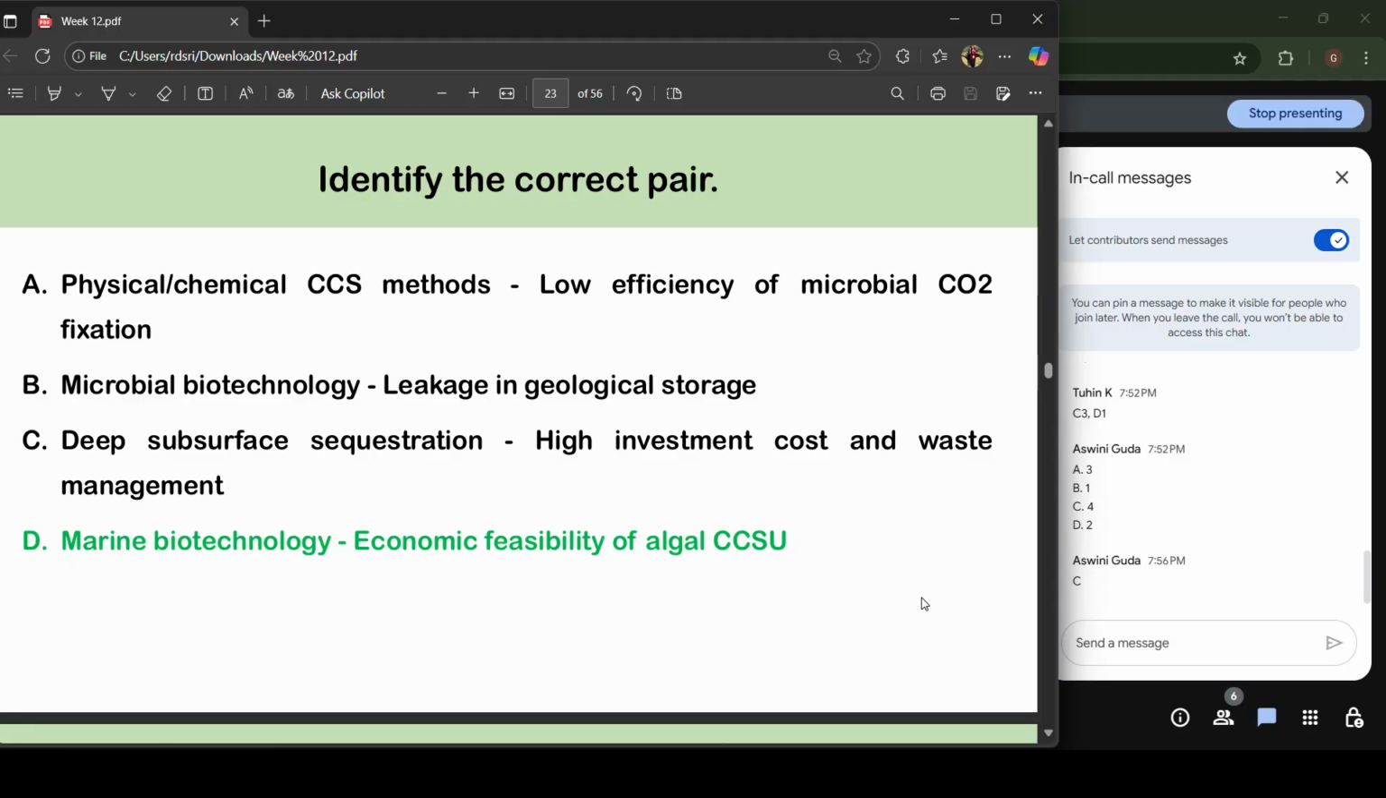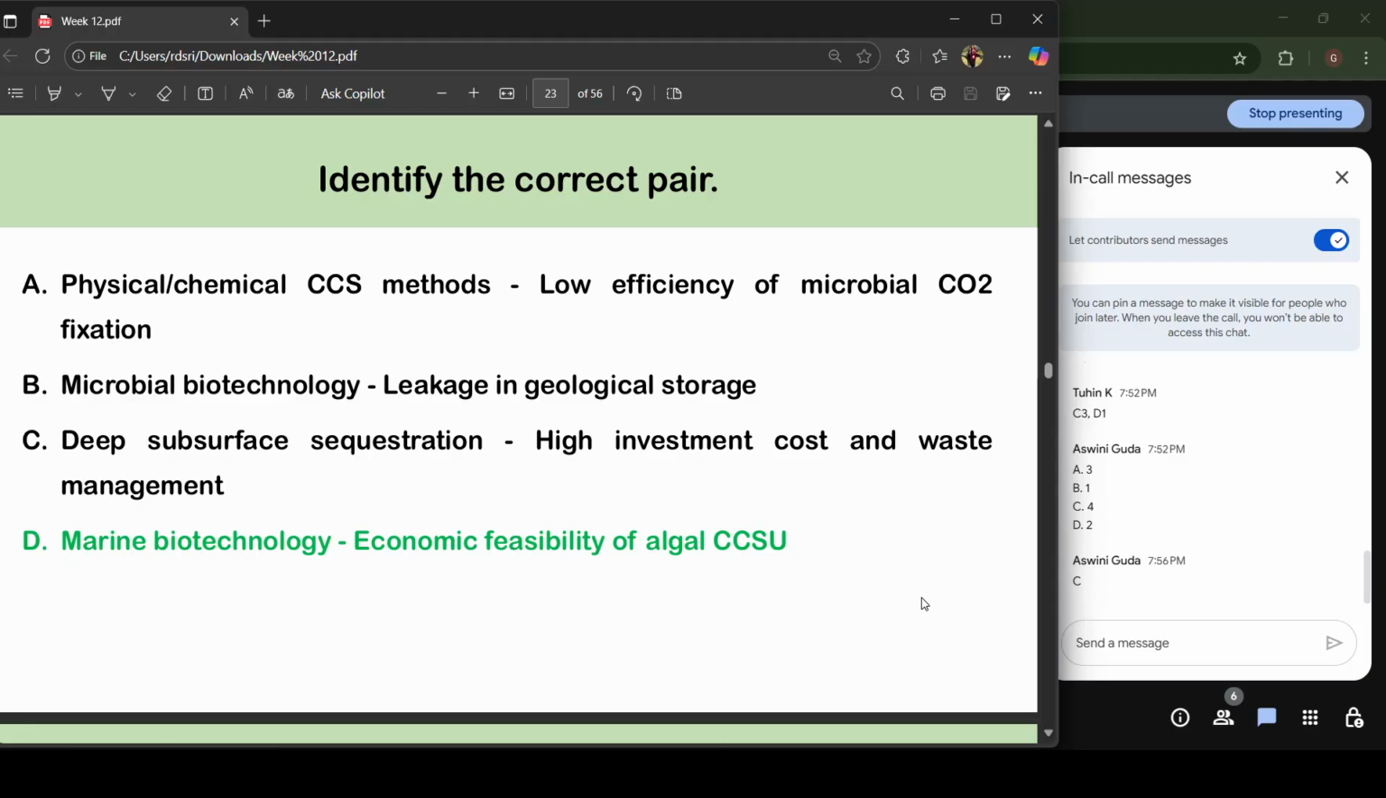So the actual answer is biotechnology and economic feasibility of algal carbon capture, storage and utilization. So when we talk about the physical or chemical carbon capture methods, that is going to be mapped to high investment cost and waste management. Because whenever you capture carbon, you have some other product. Again, you have to separate the carbon from it and then convert it into some other product. So this is a loop.